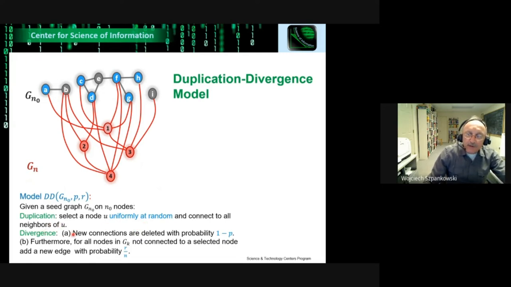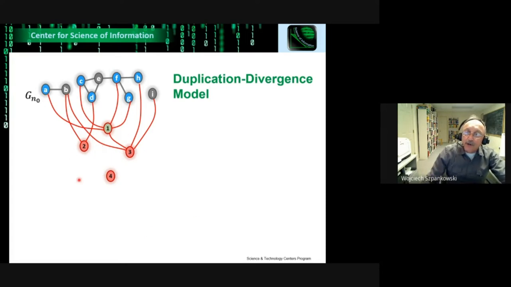And then there are 2 steps, A and B. Once I connect to neighbors, with probability 1 minus P, I delete some of the connections, but that's not the end. After that, at time N, with probability R over N, I connect to other nodes.